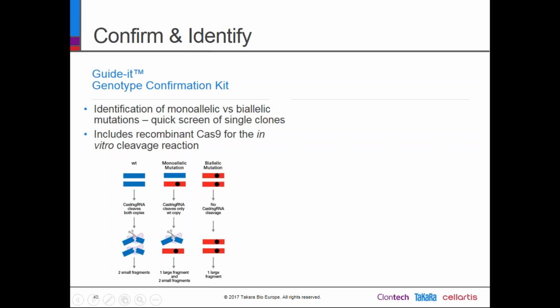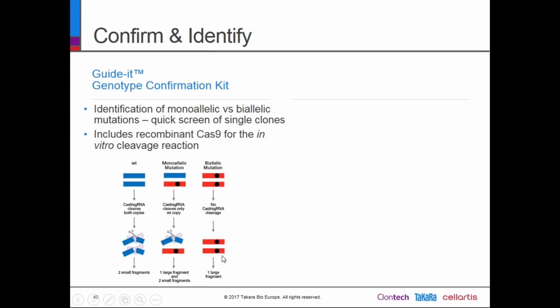So how does it work? You will again amplify the target region, and then you will just incubate everything in vitro with recombinant Cas9 and with a guide RNA, for example, your in vitro transcribed guide RNA. And if your clone, for example, is still wild type, so if it's not modified, the original guide RNA can bind again and there will be an in vitro cleavage. If your clone carries just one allele that is modified, the original guide RNA will be able to bind on the wild type allele but not the modified allele, and you should get one large fragment and two small fragments.